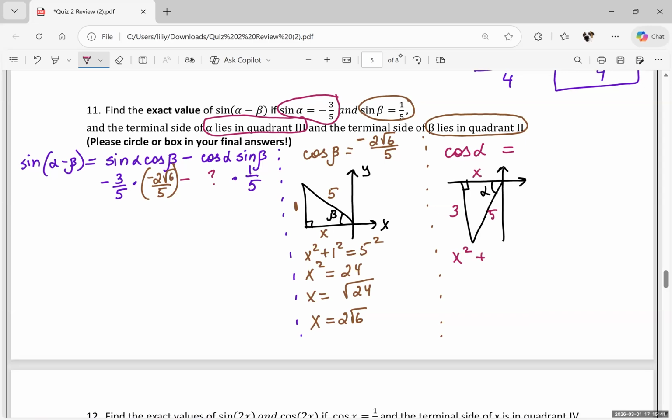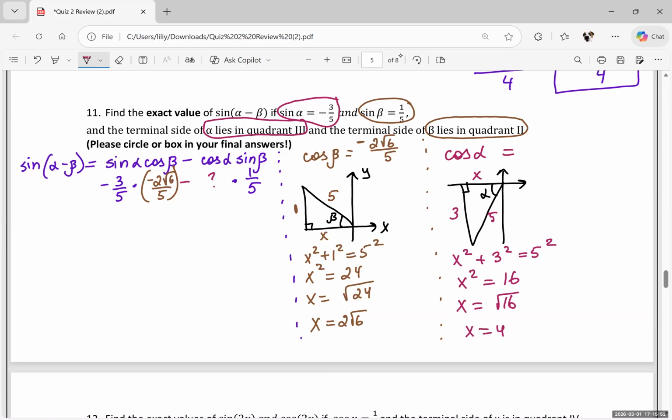So x squared plus 3 squared equals 5 squared. x squared equals 25 minus 9, which is 16. x is the square root of 16, which is 4. Okay. Cosine alpha is adjacent side, which is 4, over the hypotenuse, which is 5. We're in quadrant 3, so we need a negative sign in front of that fraction. And I'll go ahead and fill it in right here. So negative 4/5.